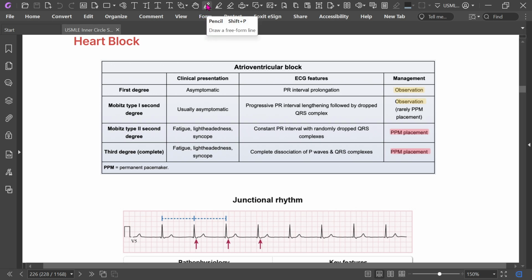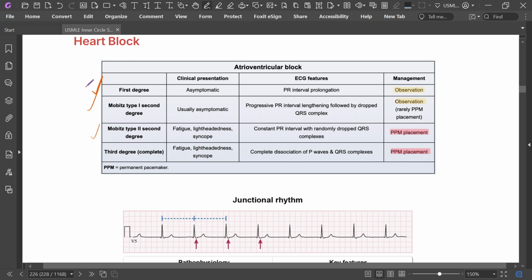Before jumping into heart block, we know that in cardiology there are multiple important topics, and heart block is one of the best. First, first degree heart block, then second degree Mobitz type 1, Mobitz type 2, and the third degree heart block.